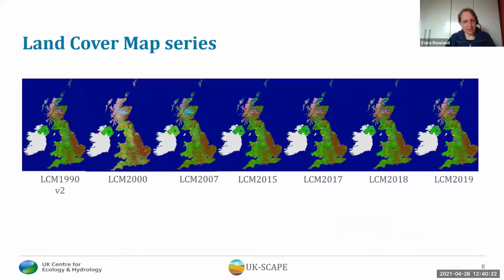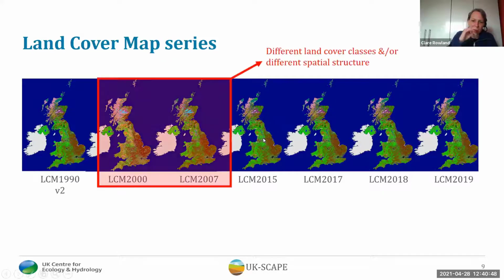We've got a range of land cover maps. The first land cover map was LCM 1990 that was produced originally in the early 1990s. Because we're now starting to map change, last year we actually released a new version of Land Cover Map 1990. So you'll see here it says Land Cover Map 1990 version 2. And we can use this to look at change between 2015.